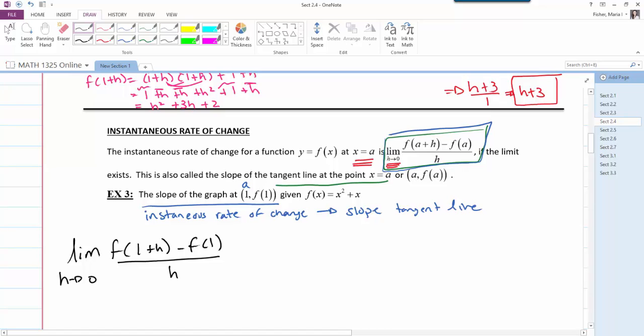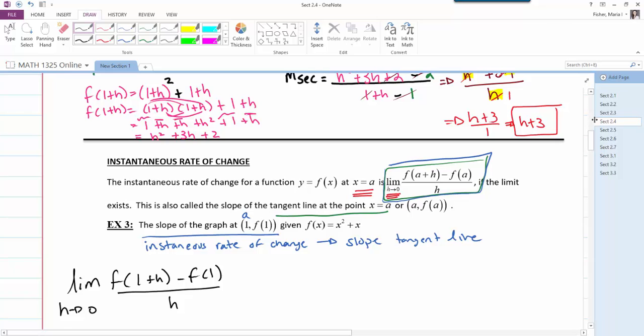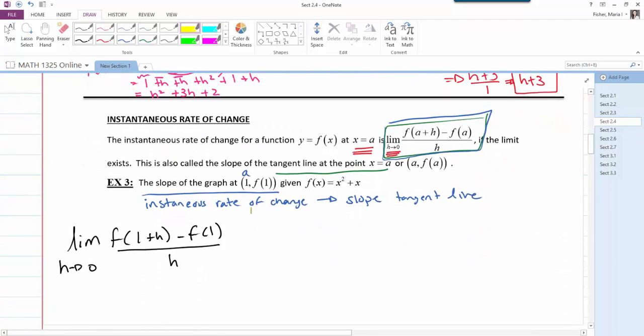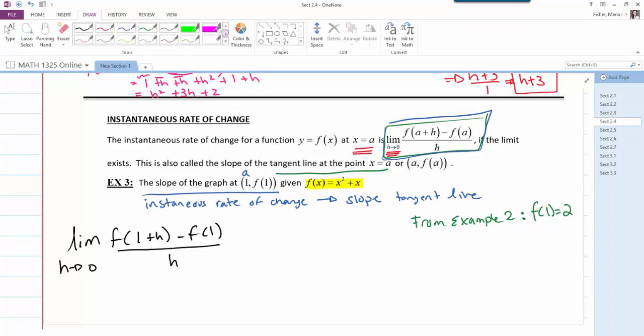So in order to do this, I need to figure out what is f of 1 plus h and what is f of 1. Which just so happens, I picked the example that we have above. Notice that our function is exactly the same, x squared plus x. So we already know that f of 1 is equal to 2. And we already know that f of 1 plus h was equal to that h squared plus 3h plus 2. We already know that because we did that above. So we're not going to do that part again.